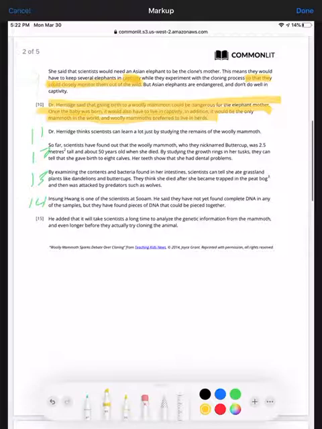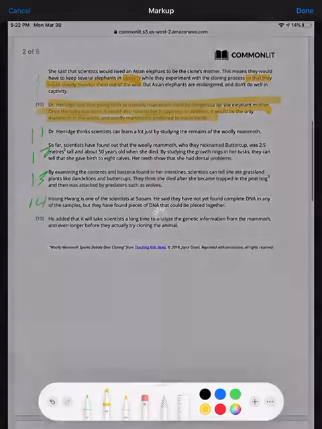In-Sung Hwang is one of the scientists at Sohum. He said that they have not yet found complete DNA in any of the samples, but they have found pieces of DNA that can be pieced together. He added that it will take scientists a long time to analyze the genetic information from the mammoth, and even longer before they try cloning an animal. All right.